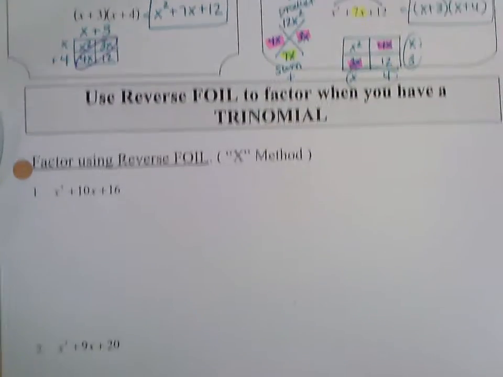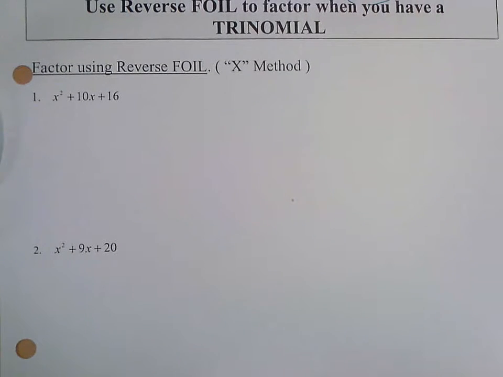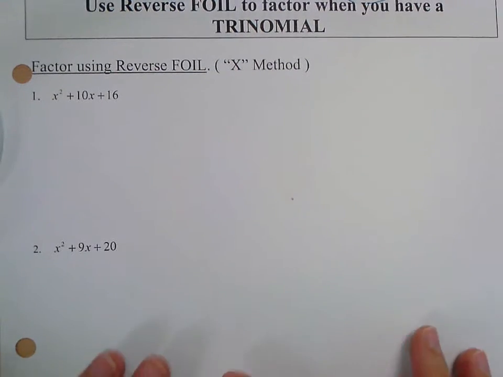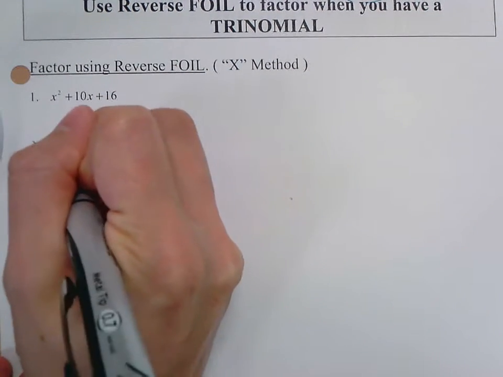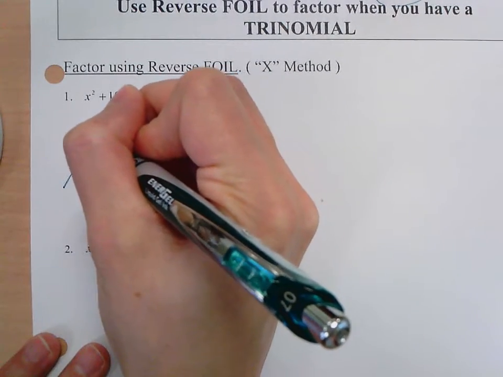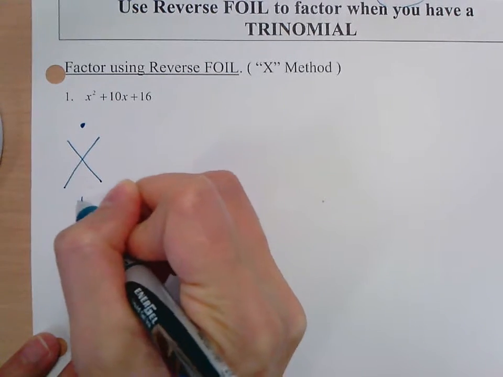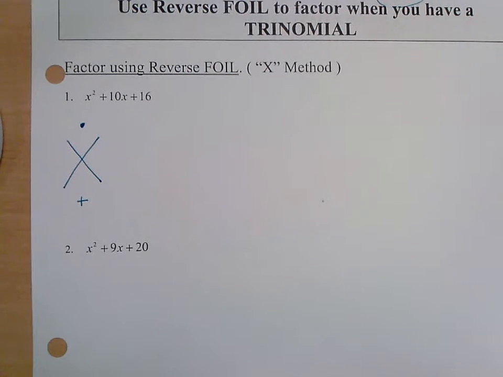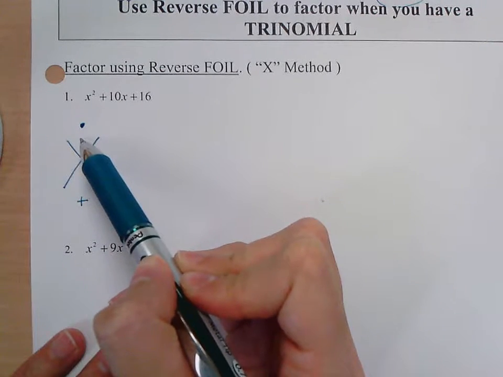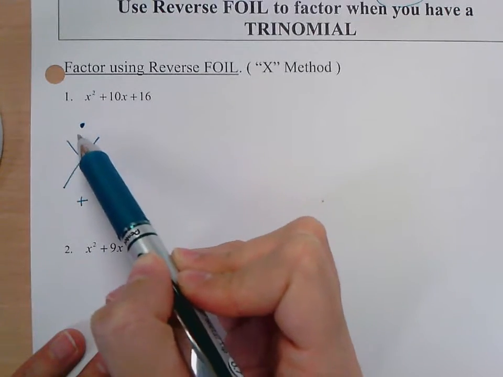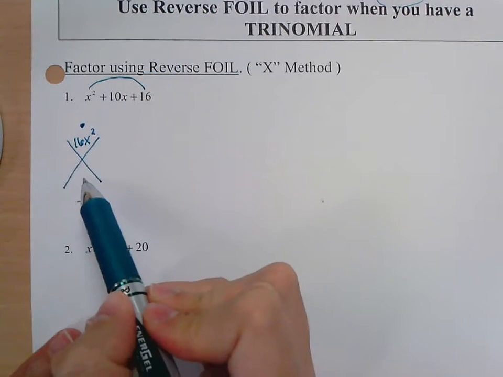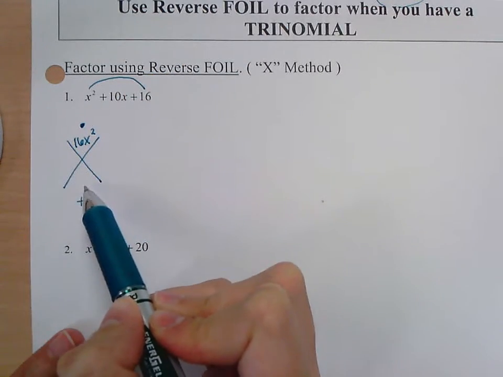And we'll see if we notice a pattern happening. So factoring using reverse FOIL. Looking at this first one, x squared plus 10x plus 16. So I'm going to make my x. And I'm just going to put a dot for multiplication on the top, a plus sign for the sum on the bottom. So what term am I trying to multiply to? What would go here? Yep, 16x squared. What am I trying to add to down here? 10x.